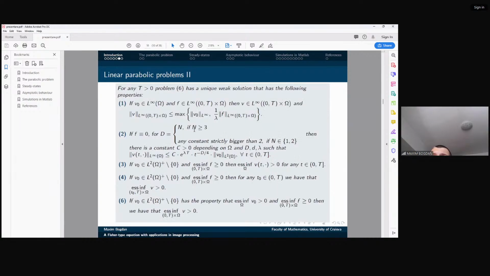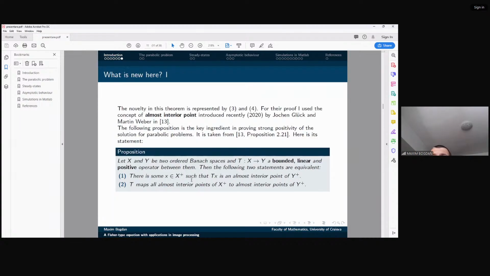Almost interior points of L infinity are those functions with essential infimum greater than 0. And almost interior points of L2 are a little different. They are any positive functions that, integrated with the L2 norm, or by the Hilbert product on L2 with another positive function, is strictly positive. They're kind of different, but in this case, they match very well, L2 with L infinity.